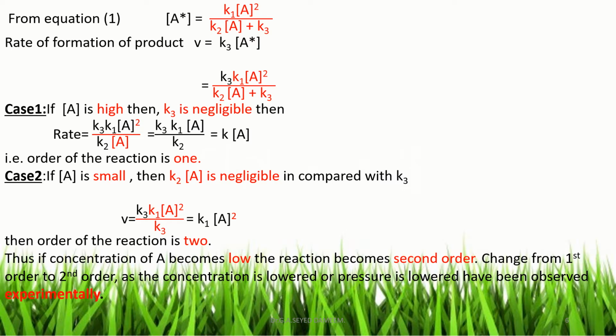So if the concentration of A is high, then the order of the reaction is 1. And if the concentration of A is small, the order of the reaction is 2. Thus, if the concentration of A becomes low, the reaction becomes second order. This change from first order to second order as the concentration or pressure is lowered has been observed experimentally. Thus, on the basis of the steady state principle, the rate equation is derived, which gives different orders at high concentration of A and low concentration of A. That is experimentally proved. So these are about the steady state principle.